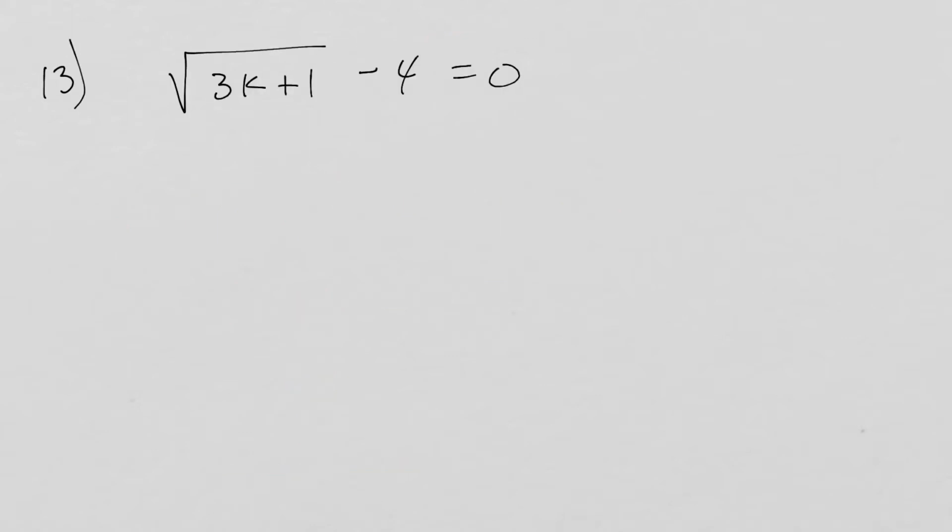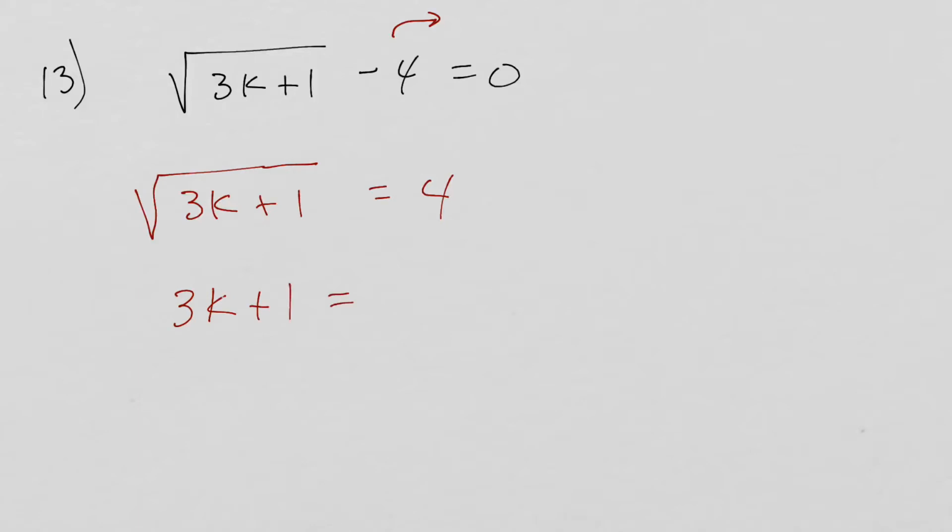We're going to start by isolating the radical by moving this over, and we'll get the square root of 3k plus 1 is equal to positive 4. Now we can continue because our square root is positive. So this is not going to create an extraneous root. So I square the left and I get 3k plus 1. I square the right and I get 16. I subtract 1 from each side and get 15. So k is equal to 5.